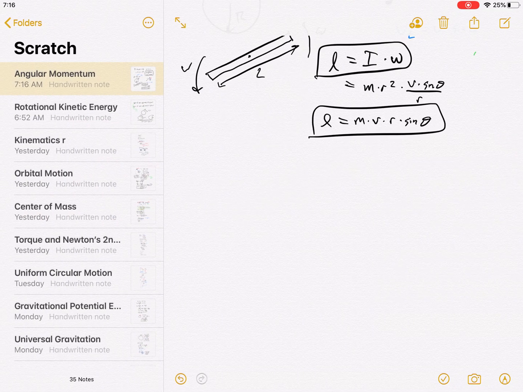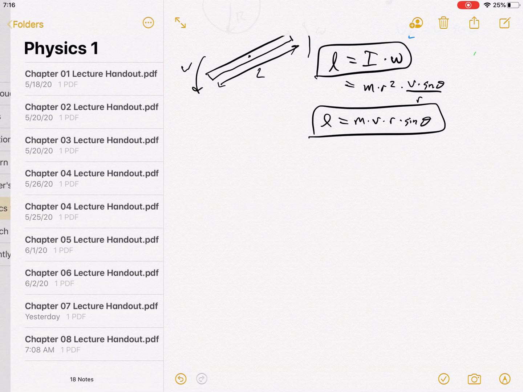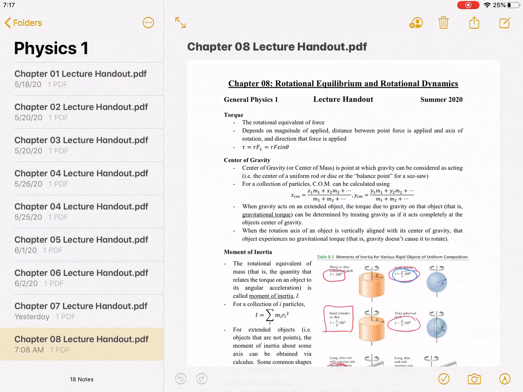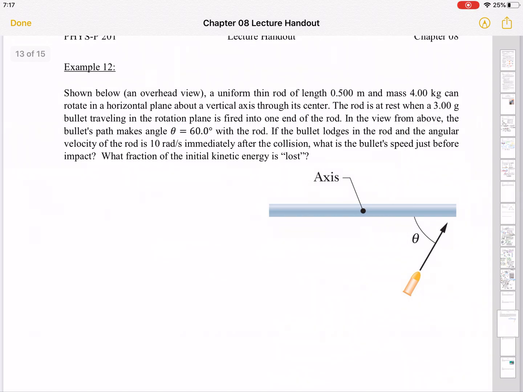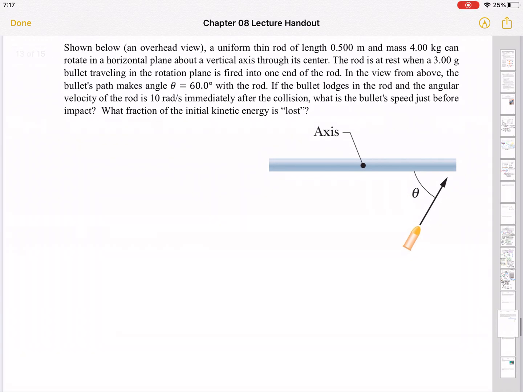So I'm going to look at example number 12 here. Here we see a uniform thin rod with a length and a mass, and it's allowed to rotate about its center. And we shoot this thing with a bullet. Obviously, we shoot this with a bullet. So when we fire a bullet at this, the system's going to start to rotate.